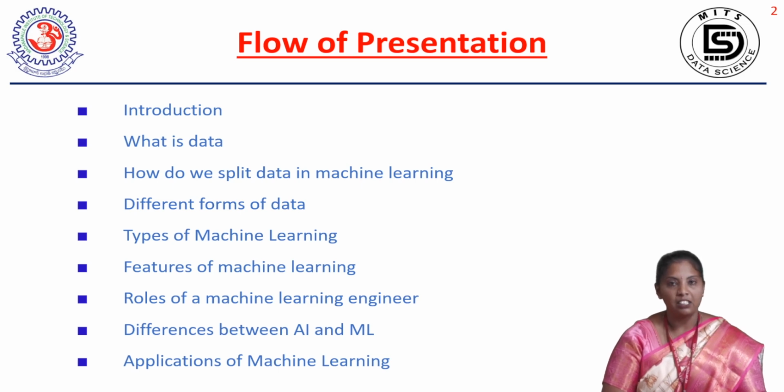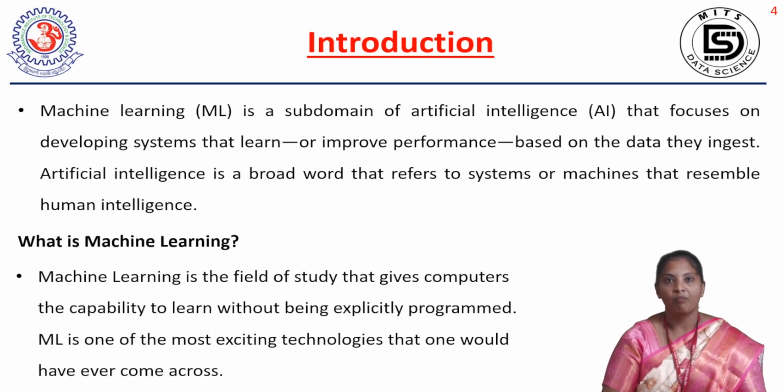Let us see what is machine learning. Machine learning is one of the subsets of artificial intelligence that mainly focuses on developing systems that learn or improve their performance based on the data they ingest. Artificial intelligence, we already know, is a broad term that refers to systems or machines that resemble human intelligence. Let us see the definition of machine learning. We already know that machine learning is a subset of artificial intelligence.